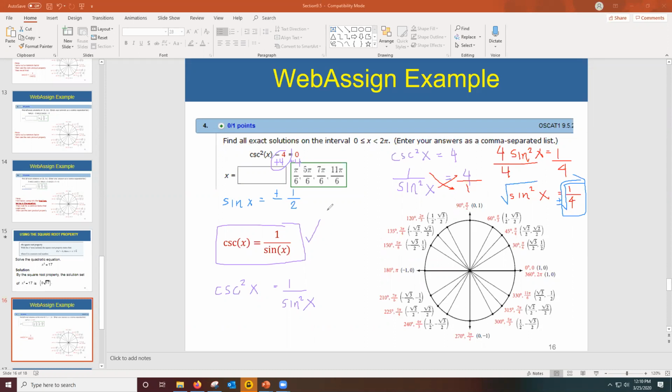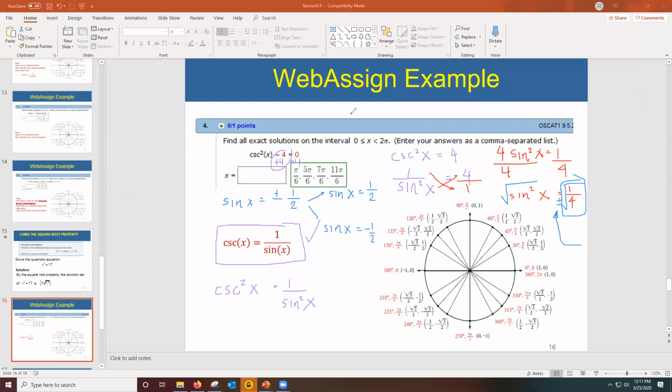All right, but now I've got to think of this as really two separate equations. The one equation is sine x equals positive 1/2 and sine x equals negative 1/2. So the tricky part of this problem is recognizing that when you took the square root of both sides, you had to include this plus or minus symbol. If you forgot the plus or minus, you're not going to get this problem correct.